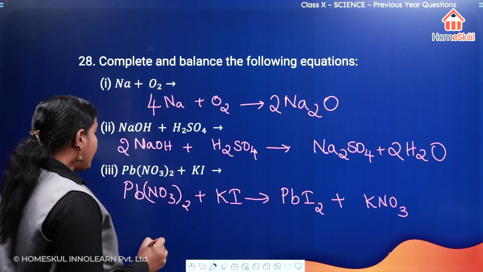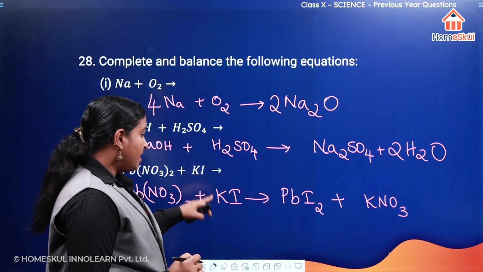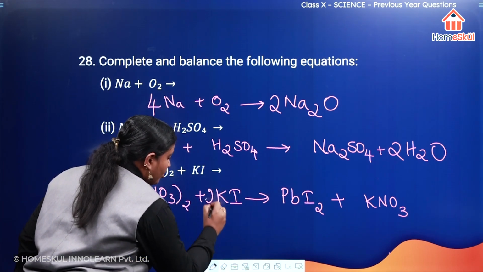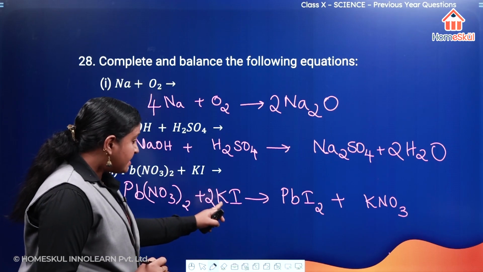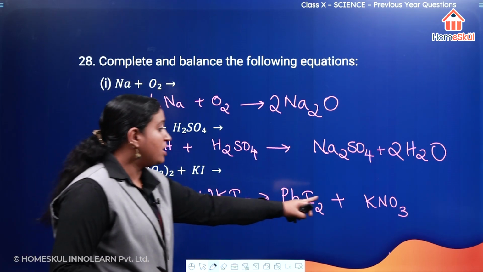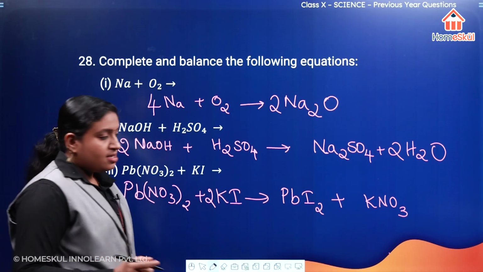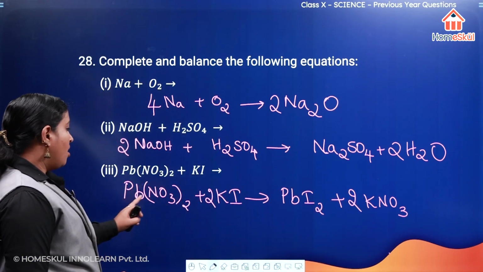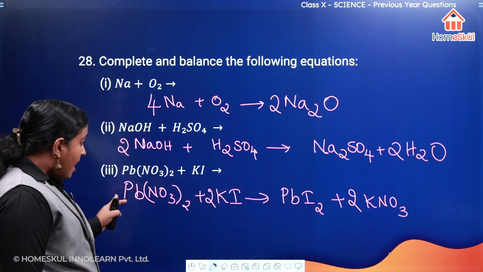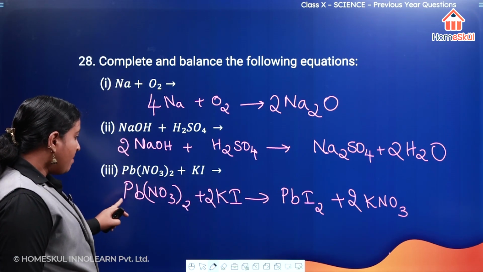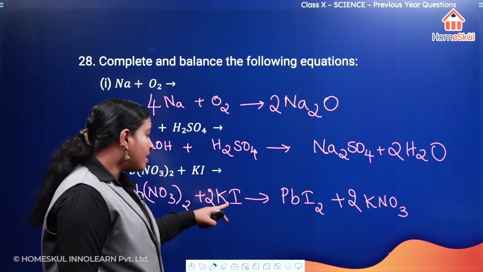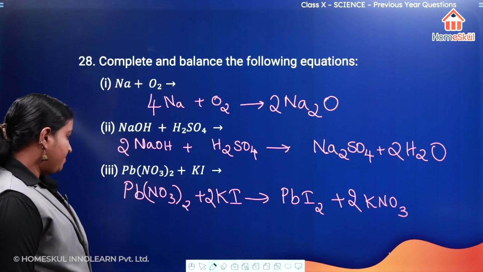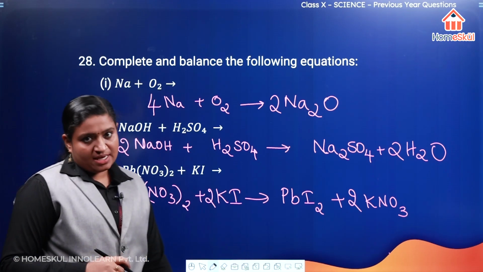Okay. So, here iodine is 1 on the reactant side but 2 on the product side. So, to make it balanced, we can put 2 here. Now, potassium becomes 2 on the reactant side, but on the product side, we have only 1. So, to make it balanced, we have to put 2 here. Now, look, all the atoms have the same numbers. So, Pb(NO3)2 plus 2 KI giving PbI2 plus 2 KNO3. That is a balanced equation.